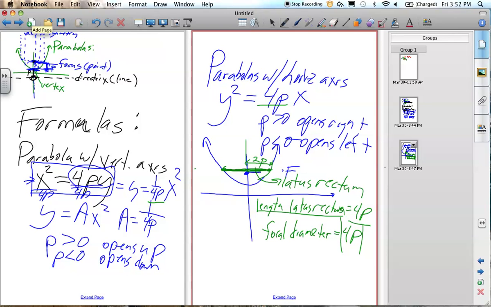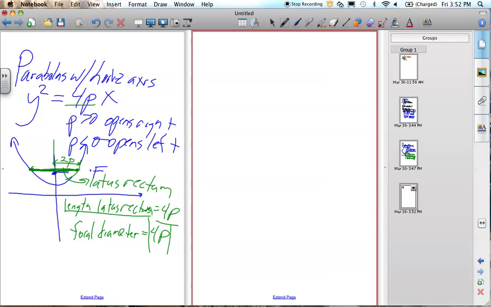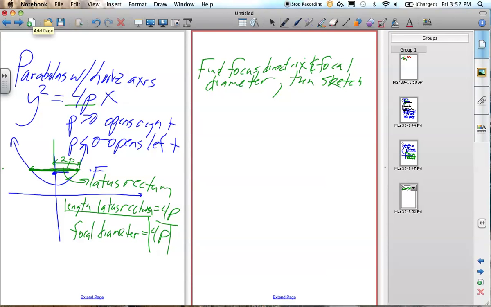It's just the length. Okay, let's take a look at some examples that are going to look like the homework problems. We're supposed to find the focus, directrix, and focal diameter. Then sketch. Now what you're going to see is I tend to sketch as I go along. So let's take a look at our first example. y squared equals 4x. And this is what you're given.